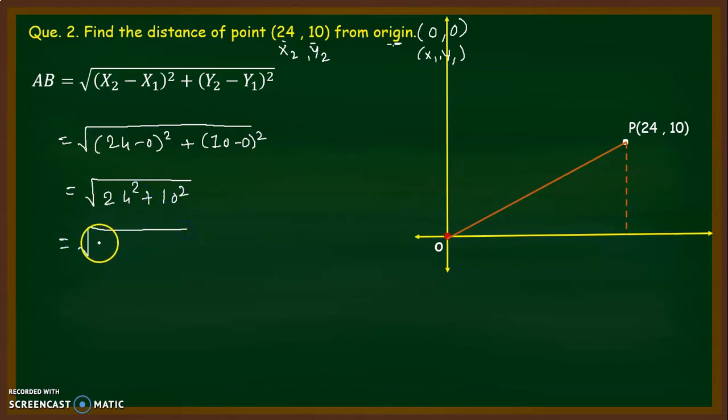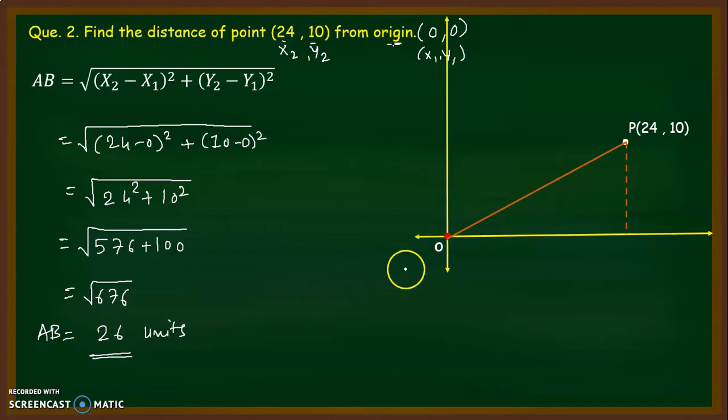If you simplify this, 24 square is 576 plus 10 square is 100. So it becomes under root 676. That will be equal to 26 units. So the distance between the two points is 26 units.